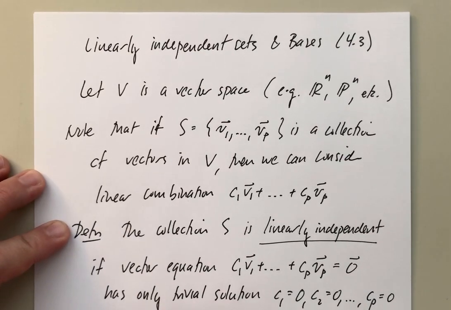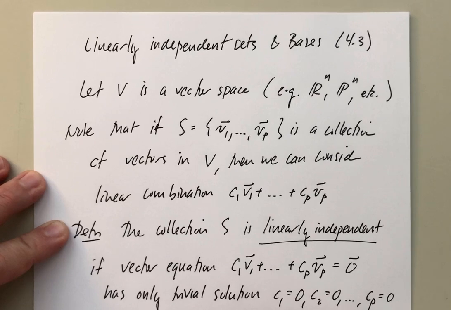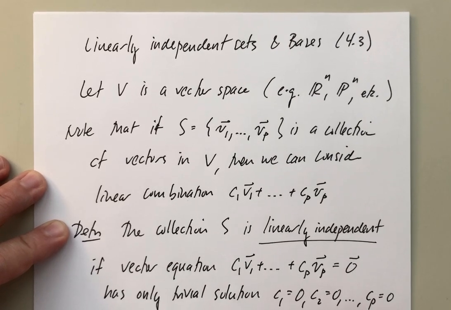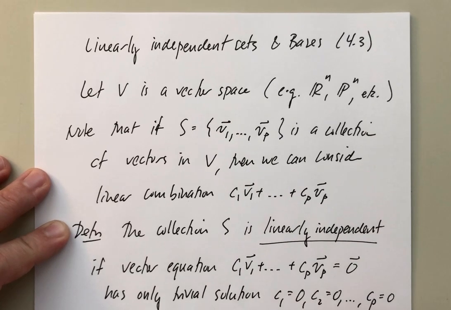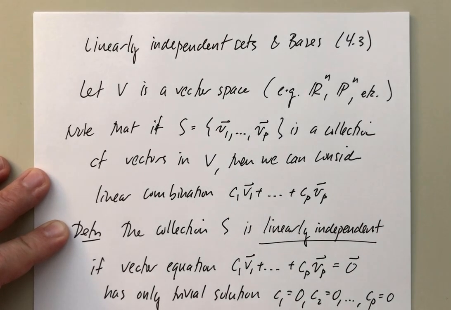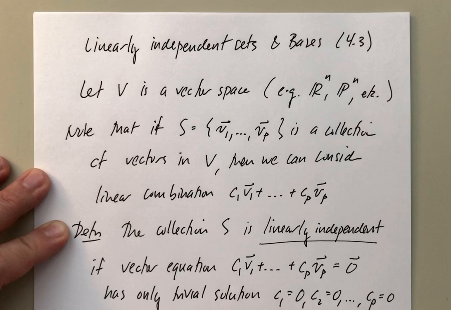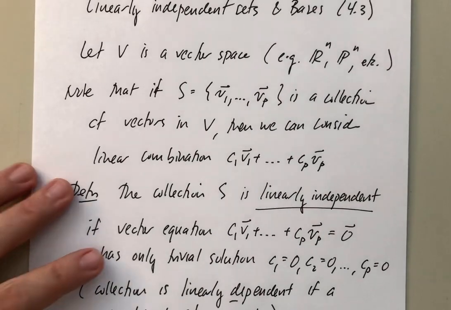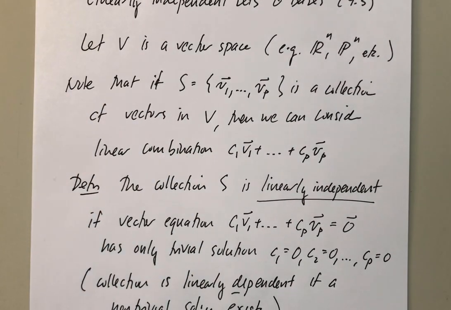And the collection is linearly dependent if a non-trivial solution exists. And this is going to be a very similar story to what we saw in the case of vectors in Rn.